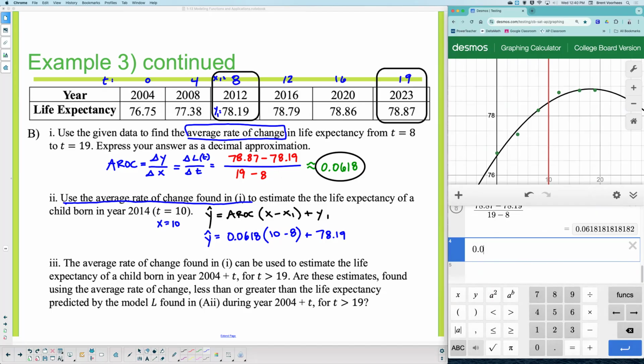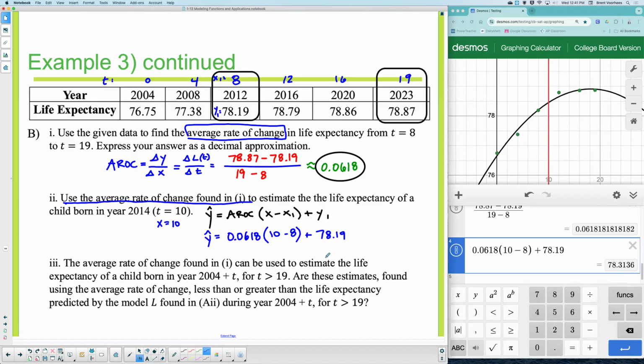So 0.0618 times 10 minus 8. Again, you can simplify if you want. I'm not worried about that because I'm using the calculator. I'll type all that in. I'm getting 78.31. What should we get when we round that? 78.314. That would be your estimate here.